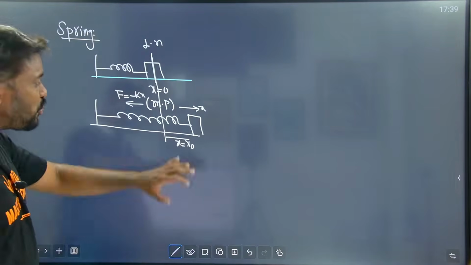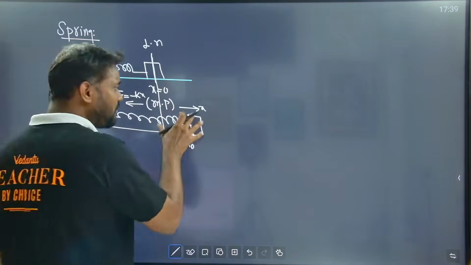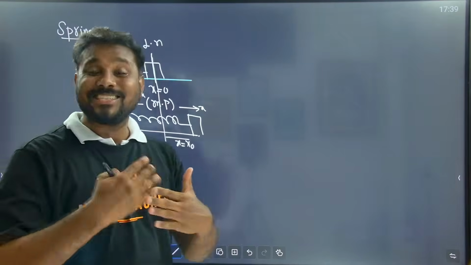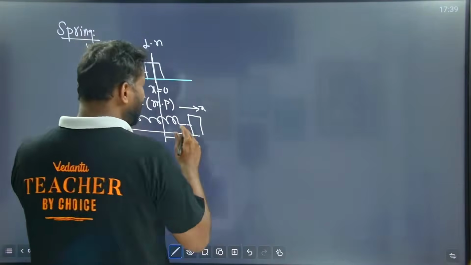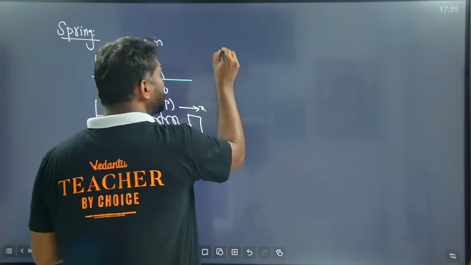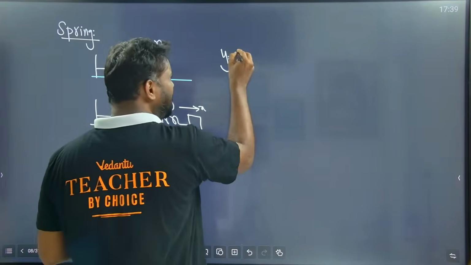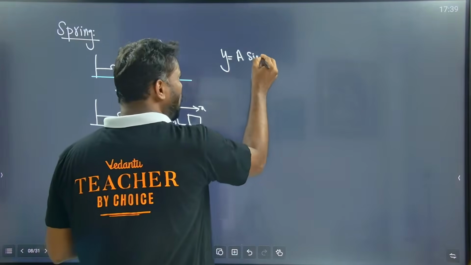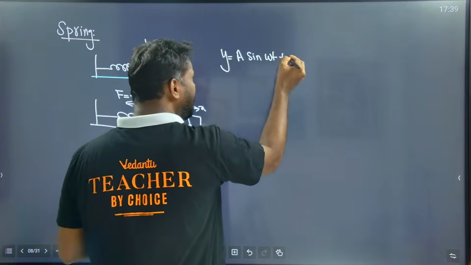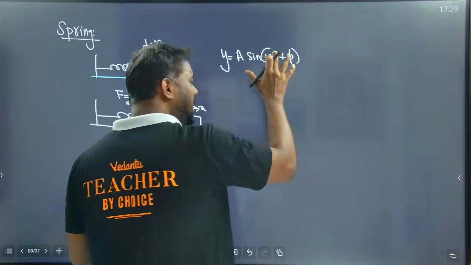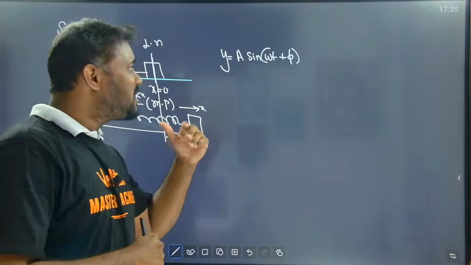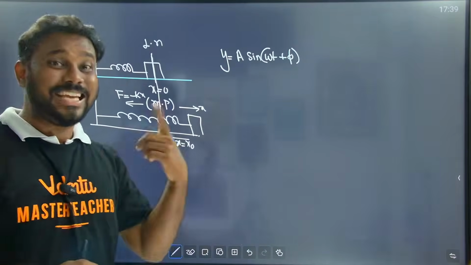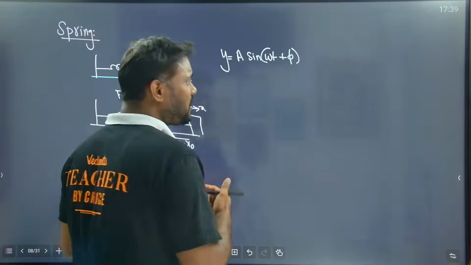Clear? Because it is a periodic motion, and sin and cos functions are periodic functions, we can represent the displacement of the oscillation as a sin(omega t plus phi). We'll discuss that clearly with the phase diagram. So y is equal to sin(omega t plus phi), taking it as a periodic function.